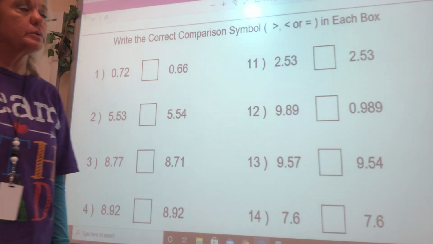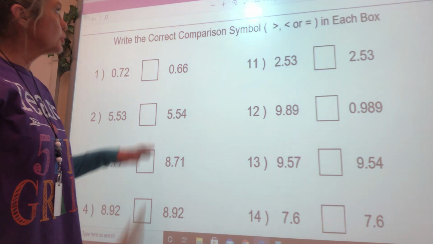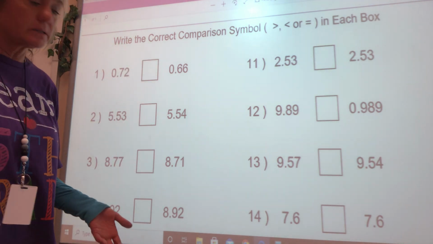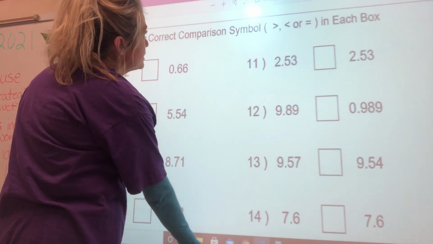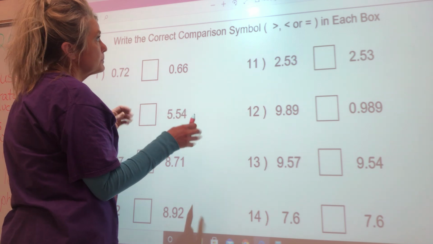Hey guys, we're still working with those great decimals that you love, but today we're not going to be doing any math operations with them. We're going to be comparing them using comparison symbols. Now let's remember there are three comparison symbols that we're going to be using today.